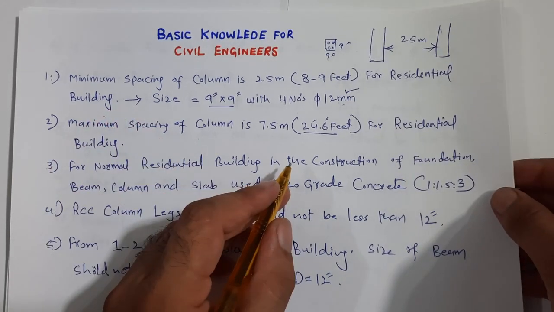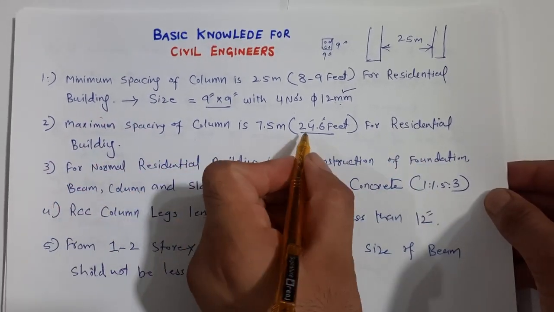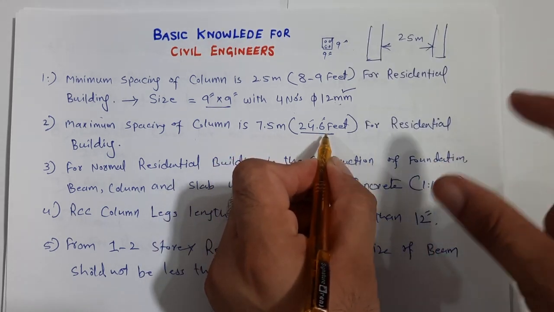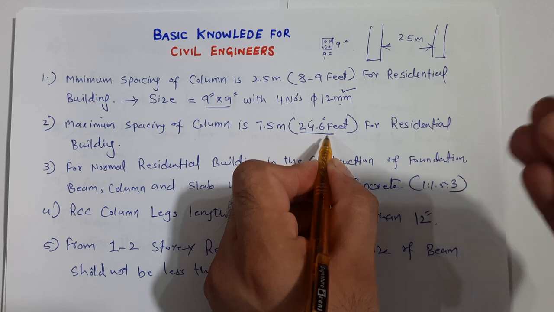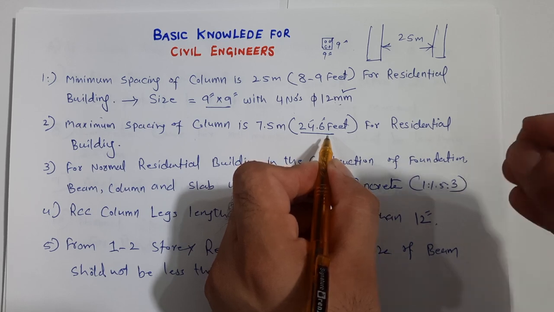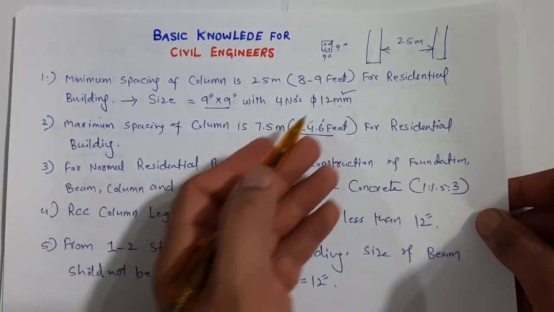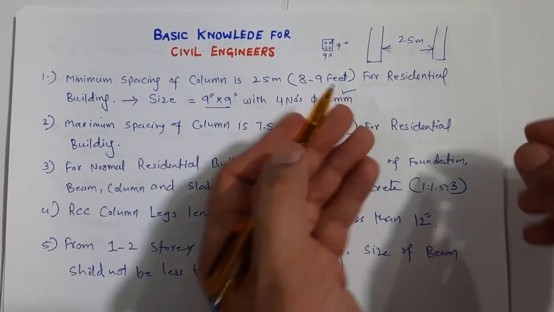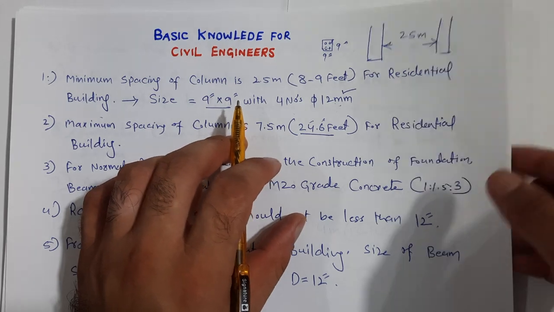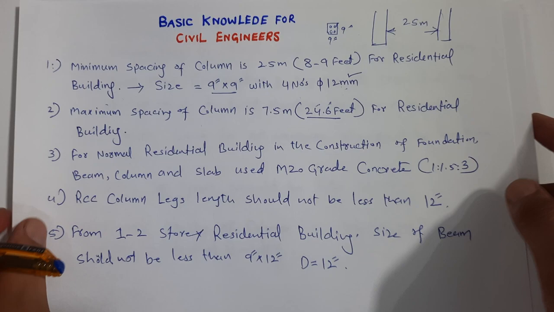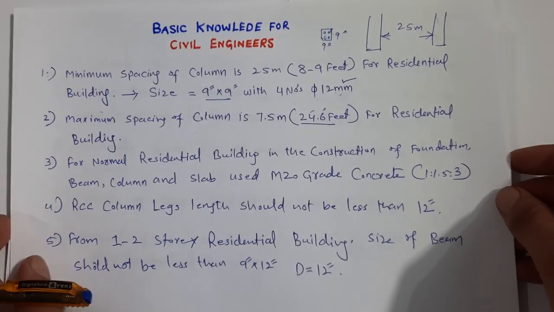This is very important because for a normal residential building you can keep up to 24 feet and 6 inches, but you cannot decide what should be the size, what should be the steel reinforcement, etc. That is the work of a structural engineer. For a normal residential building, if the span is from 13 to 14 feet, I will tell you at the end, because I have it prepared. I will guide you.